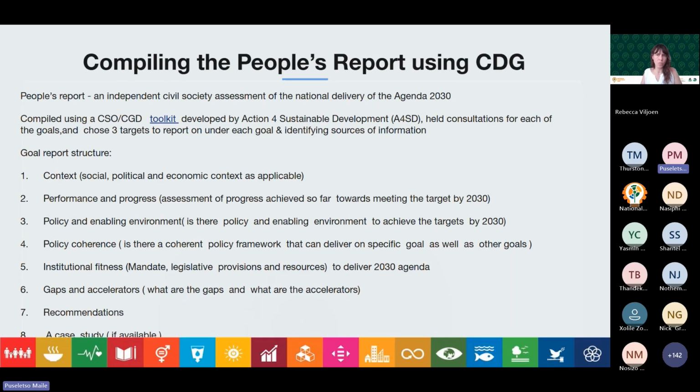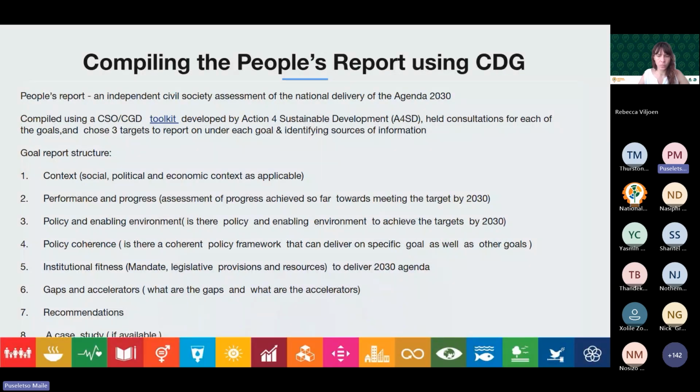It's called the People's Report. It used citizen-generated data for this. So the People's Report is an independent civil society assessment of the national delivery of the Agenda 2030. It is compiled using a civil society toolkit developed by Action for Sustainable Development, which is a global civil society coordinating body under Civicus. During the processes, we had consultations for each of the goals, and we chose 3 targets to report on under each goal.